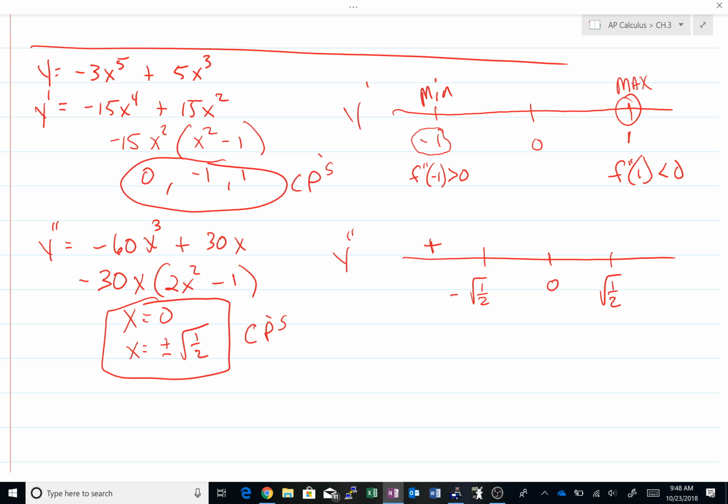Theoretically, they could all be. Sometimes they're not all max and mins. By what we're doing right now.